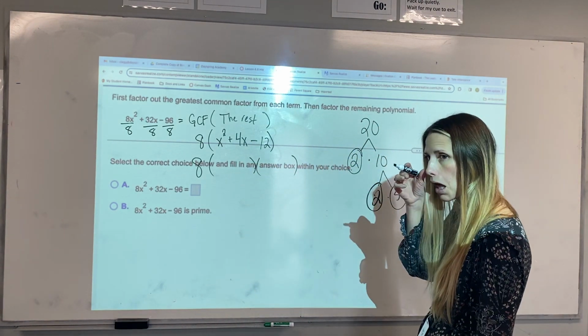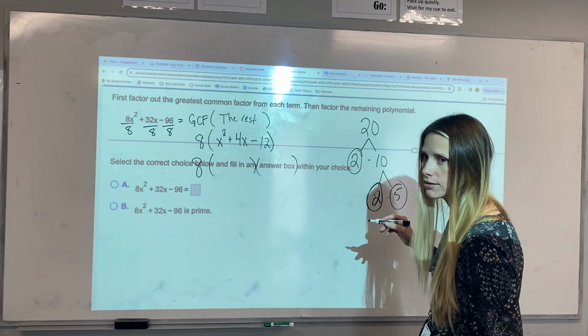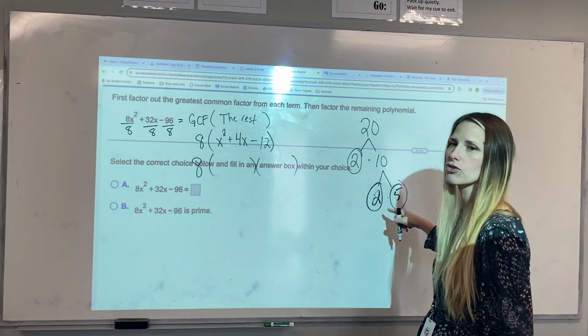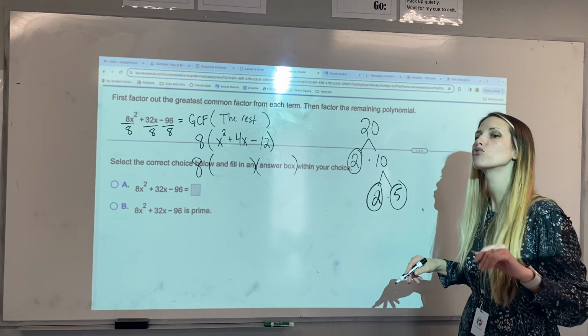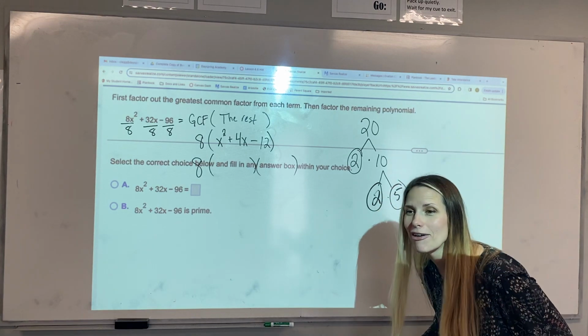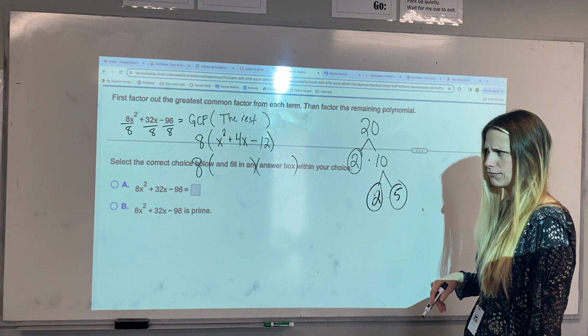Wait, so 5 can be broken down into 3 and 2? Not by multiplication. This is a factor tree. Factors make a product. 5 is not the product of 2 and 3, it's the sum. You get it now? Kind of.